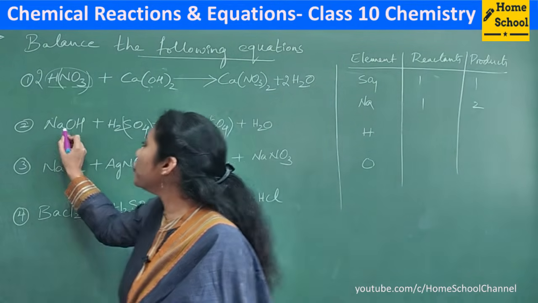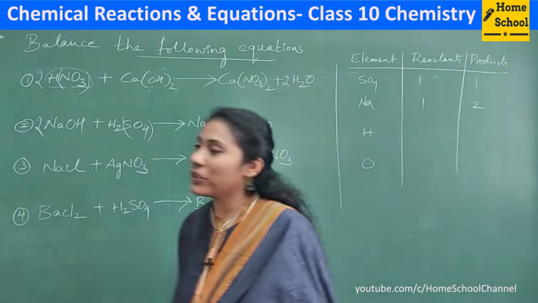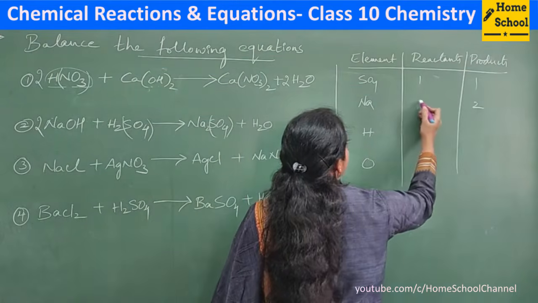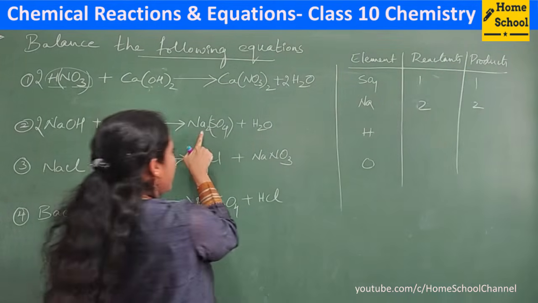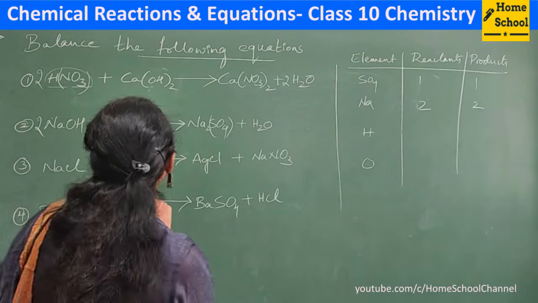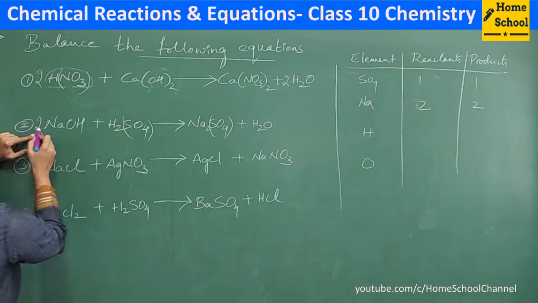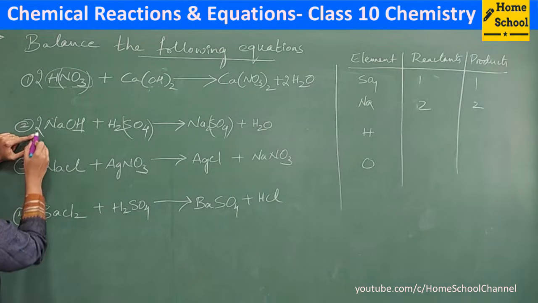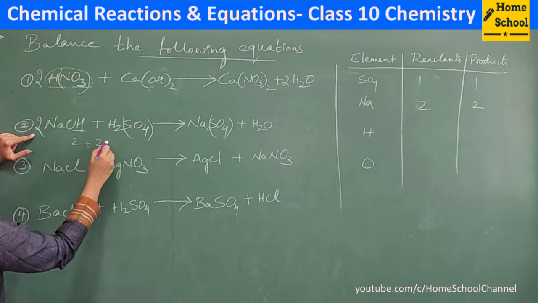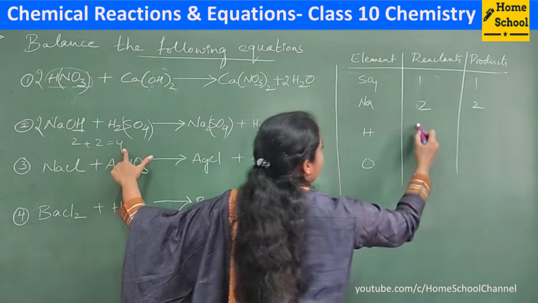So where do you put 2? You're not supposed to put 2 here. That's wrong. You have to put 2 here. So now your sodium atoms in the reactant side, 2 are there. Product side is also 2. Fine. And now coming to the hydrogens. So how many hydrogens in the reactant side? Observe here. This 2 now belongs to this hydrogen also. So 2 plus here in this formula 2 hydrogens. So altogether 4 hydrogens are there in the reactant side.